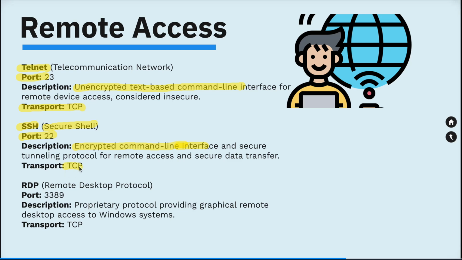And another one here called RDP, Remote Desktop Protocol. And look at this port number, 3389. So it's not in the well-known range, right? It's in the registered range. And this is basically a protocol that gives us remote access in a graphical component to access Windows systems. Again, this is going to be utilizing TCP as the underlying protocol in the transportation layer.